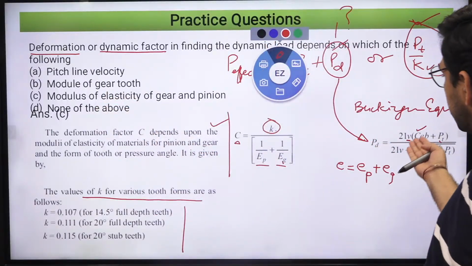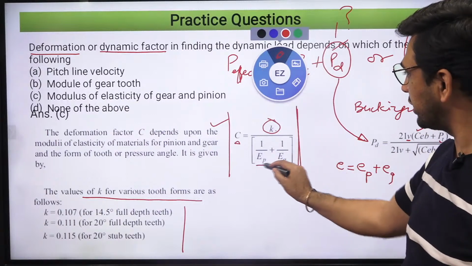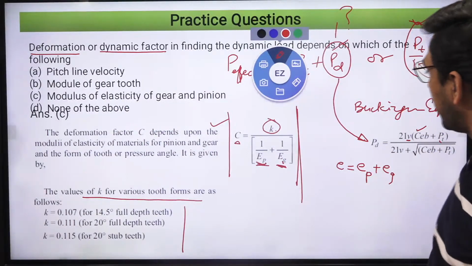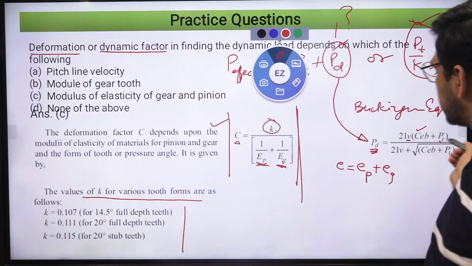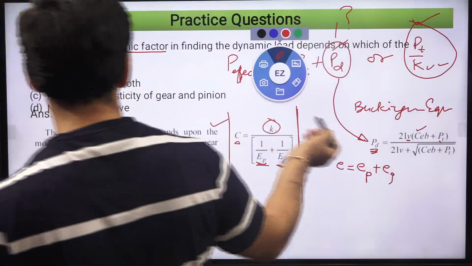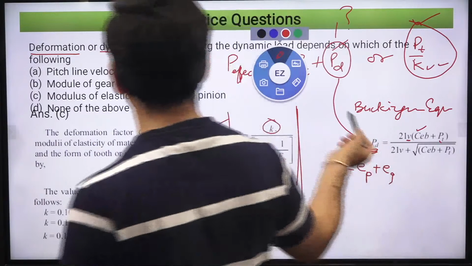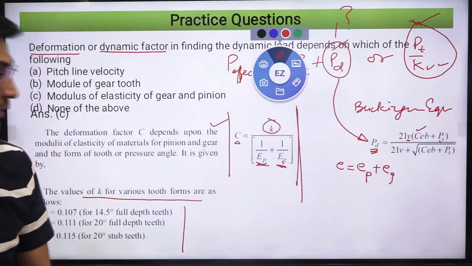He has asked about the C. He's asking about the C, and C is over here. So K is constant. So it depends upon the moduli of elasticity. Had he framed the question as, okay, this depends upon this, then definitely it would have been pitch line velocity also, modulus of gear tooth also, and modulus of elasticity of gear and pinion. So all of them are going to be correct.